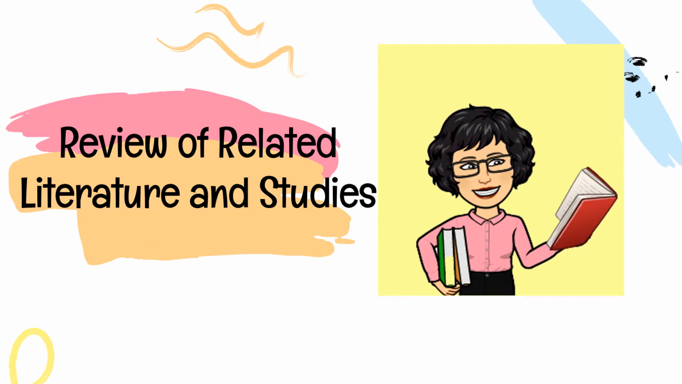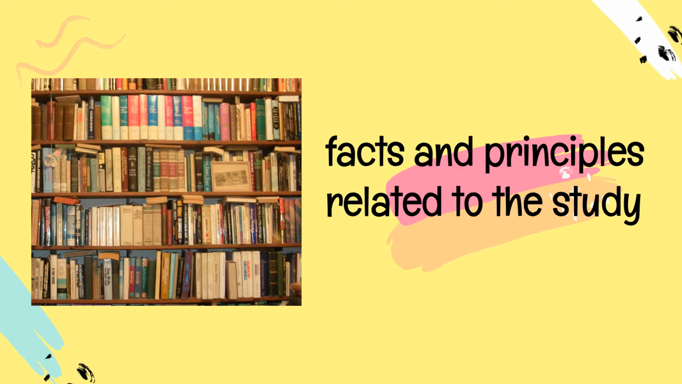Today we're going to talk about the review of related literature and studies, or the components of Chapter 2. The purposes of Chapter 2 are, first, to tell what research has or has not been done on the problem, and second, to explain or clarify the theoretical rationale of the problem. This chapter also provides a general picture of the research topic.